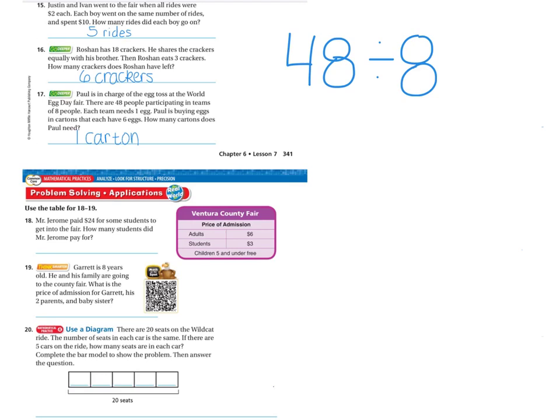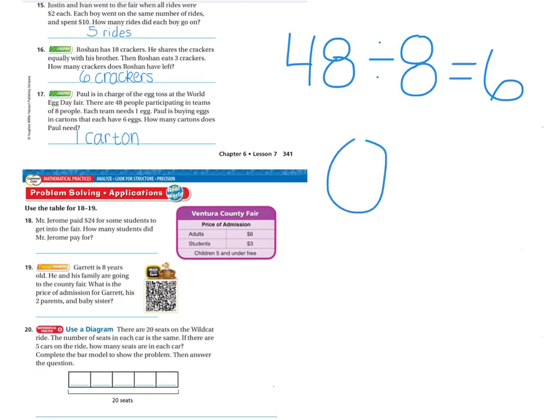It is also great to think of this as a related multiplication problem. So think in your head, 8 times what gives me 48. If you need to skip count, that's okay. 48 divided by 8 equals 6. So there will be 6 teams. That is not my answer, though.